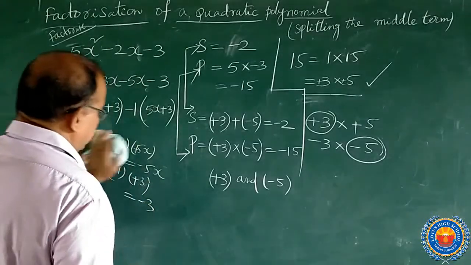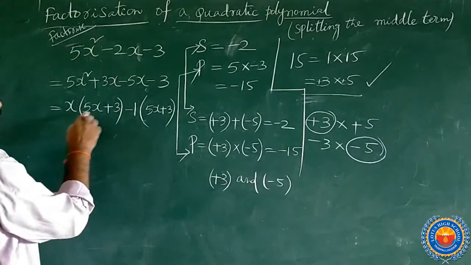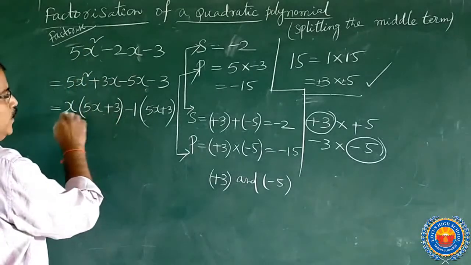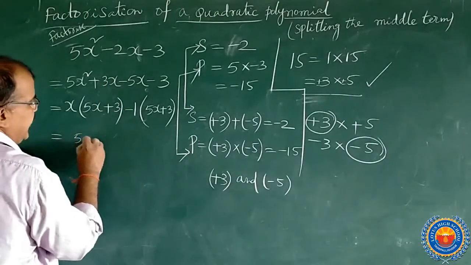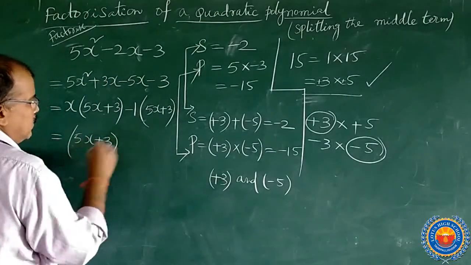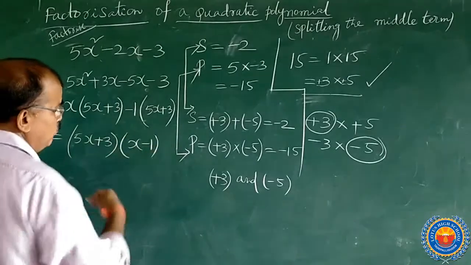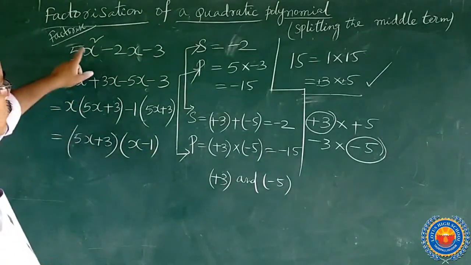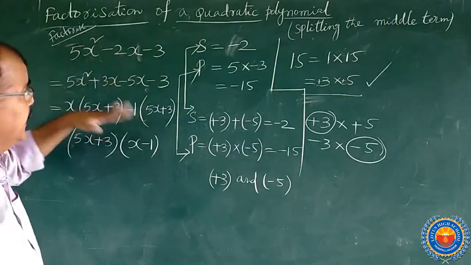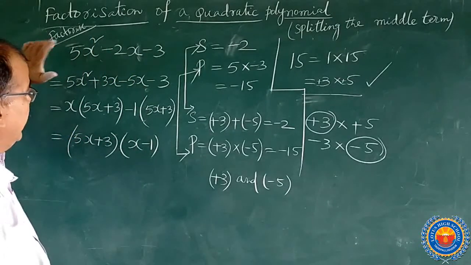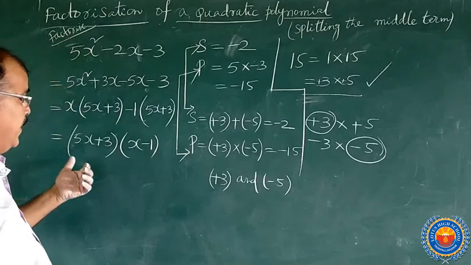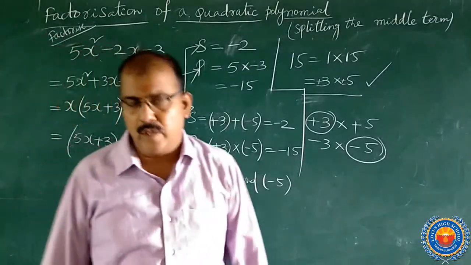Once I check this, x into 5x is 5x square, plus 3 into x is 3x. Now which is common? 5x plus 3 is common. Next x minus 1. If you multiply these two, we get 5x square minus 2x minus 3. This is one more sum. The factorization of 5x square minus 2x minus 3 is equal to 5x plus 3 into x minus 1. Okay?